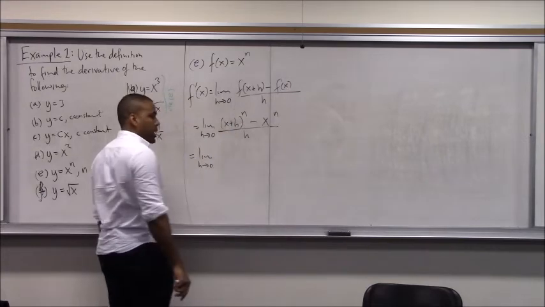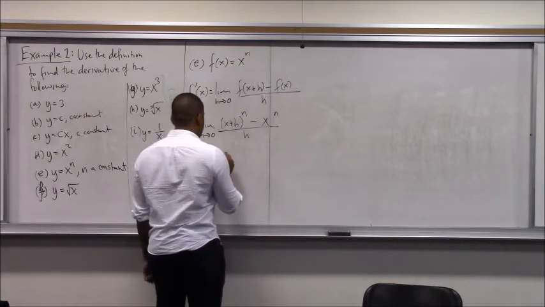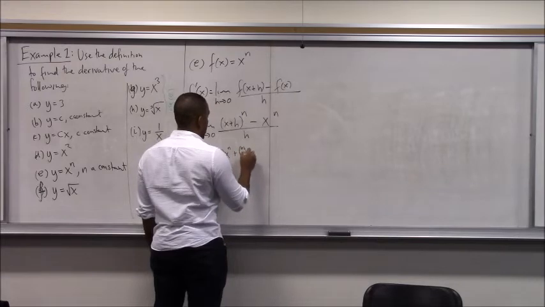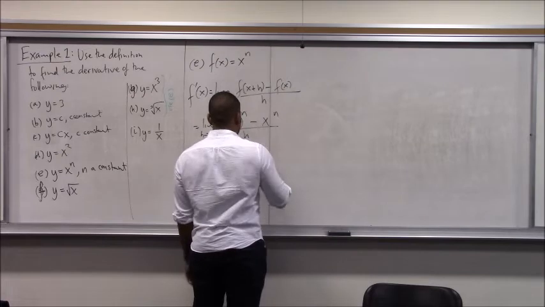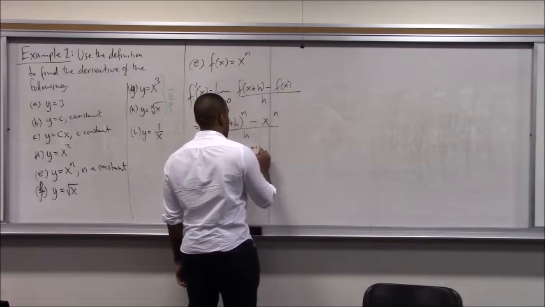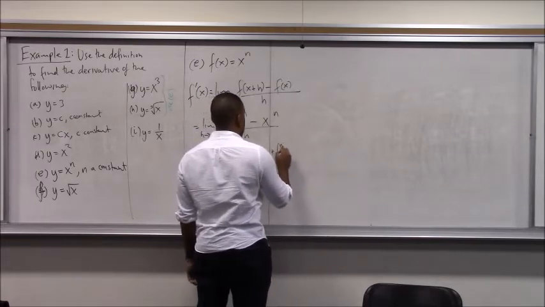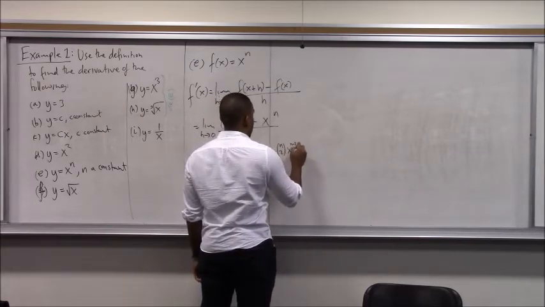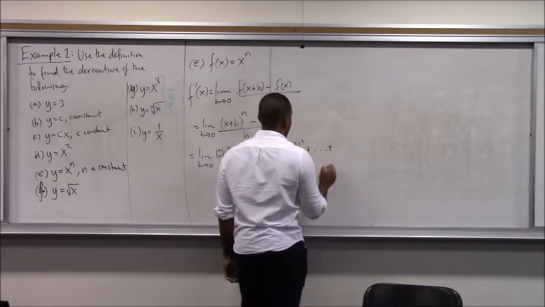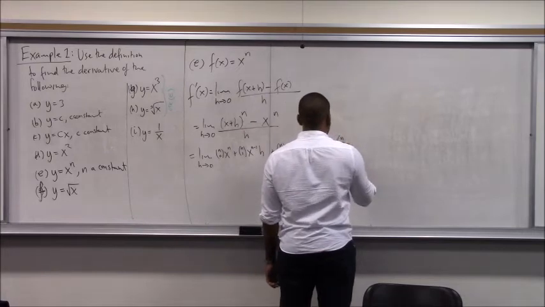So this kind of thing I can expand using the binomial formula. This is going to be n choose 0 x to the n plus n choose 1 x to the n minus 1 times h to the 1 plus n choose 2 x to the n minus 2 h to the 2 plus dot dot dot. It'll go all the way until it ends up with n choose n h to the n.